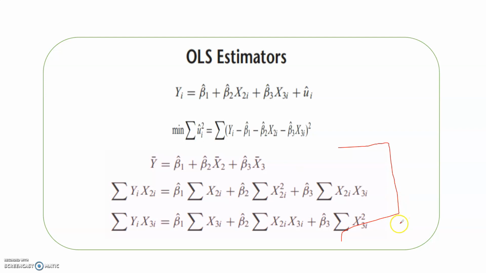To develop these normal equations, we need to differentiate this equation partially with respect to the three unknowns, that is beta 1 hat. First of all, we partially differentiate this whole thing with respect to beta 1 hat and set the resulting expression to 0. The same thing has to be done with beta 2 hat and beta 3 hat. And this is how we get these three equations. So these are normal equations.